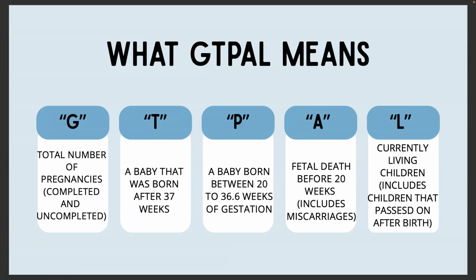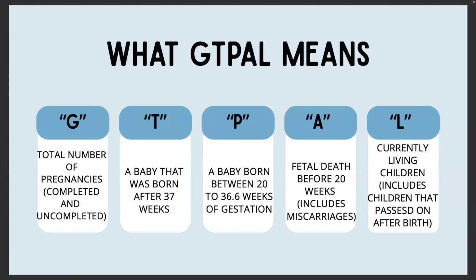T is if that baby was term, born after 37 weeks. P is preterm, a baby born between 20 and 36.6 weeks of gestation. 0.6 is 6 days. A is fetal death before 20 weeks. It includes miscarriages and actual abortions. And then L stands for living children, and it includes children that pass on after birth.